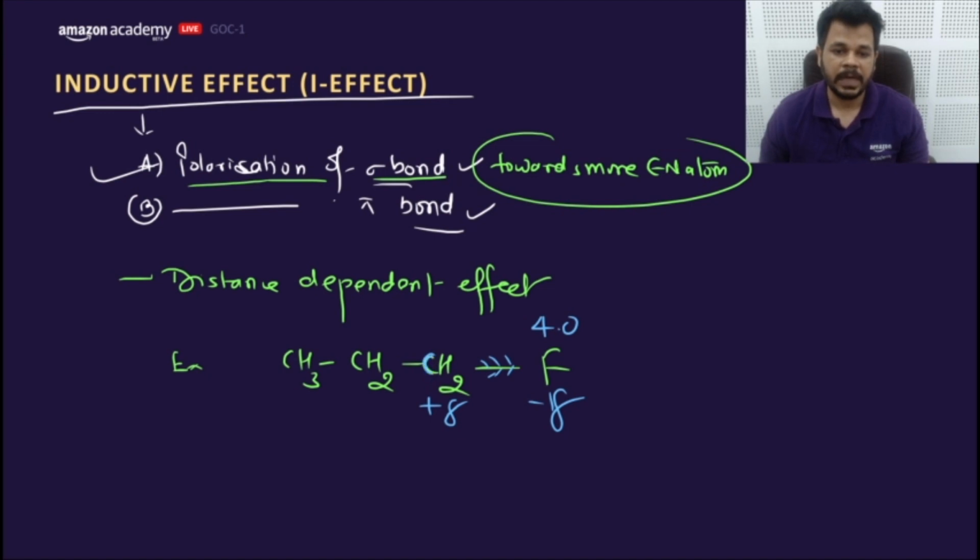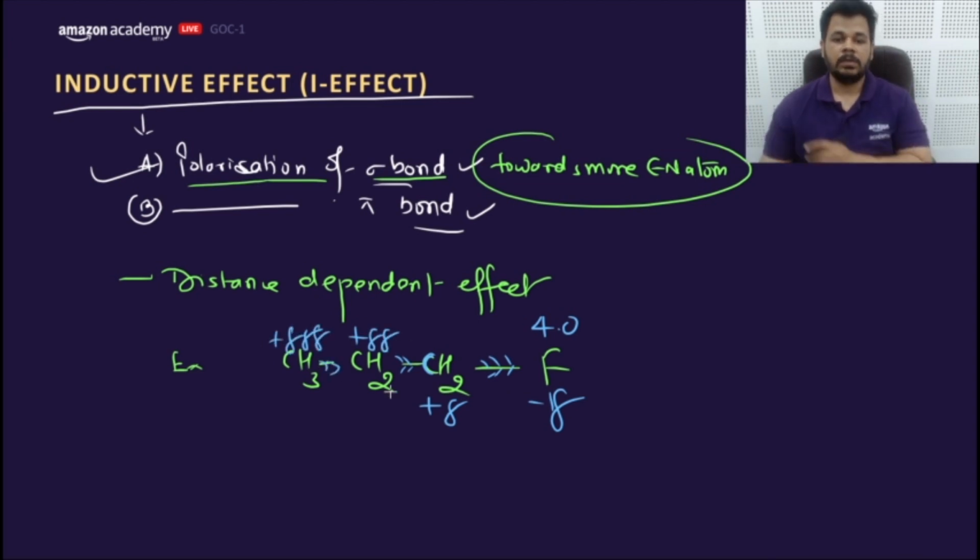Now this carbon is electron deficient. It will look for electron from carbon 2, which makes that again partially positive.